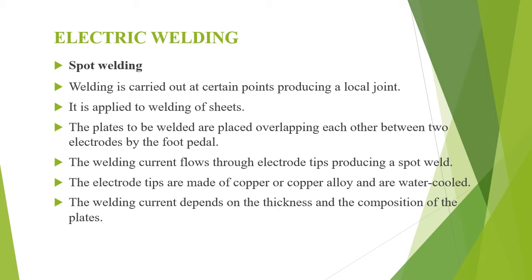The plates to be welded are placed overlapping each other between two electrodes, which are operated by the foot pedal. The welding current flows through the electrode tips, producing a spot weld. The electrode tips are made of copper or copper alloy and are water cooled. The welding current depends upon the thickness and the composition of the plates to be welded. It varies from 1000 to 10,000 amperes, and this current flows for a fraction of a second to several seconds.